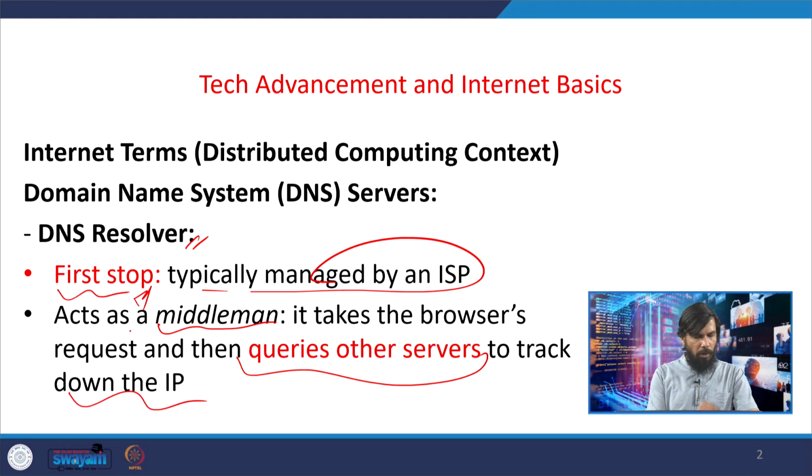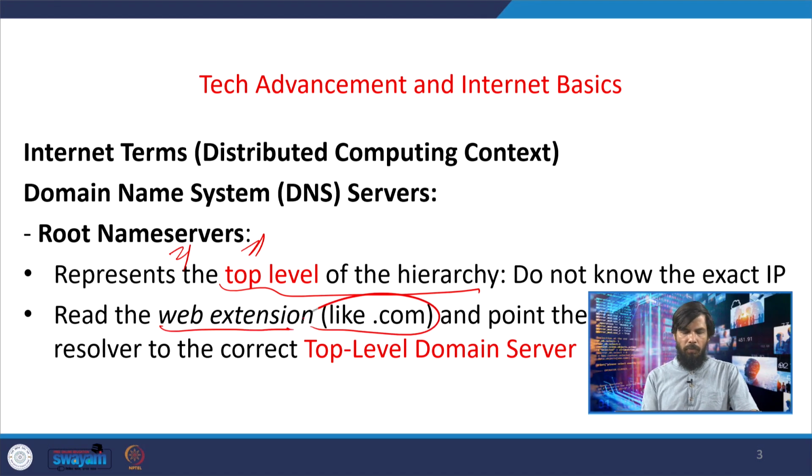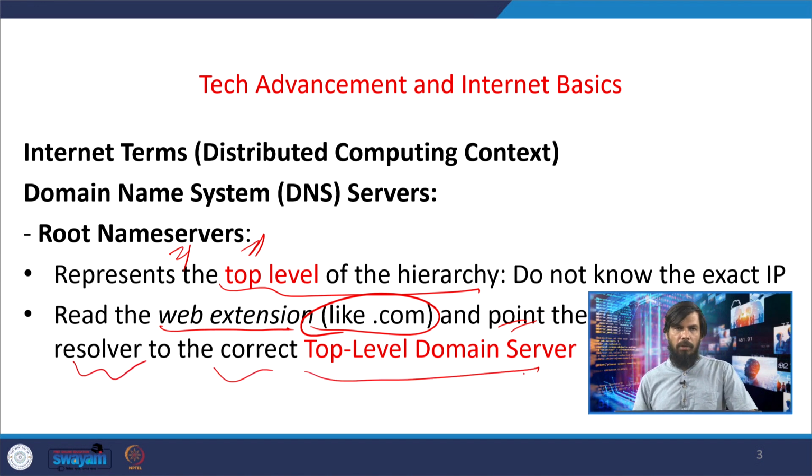So, after this first stop, if there is no mapping at the DNS resolver level, then we go up the hierarchy, and there are root name servers. There is another type of domain name server. Now, the root name server represents the top level of the hierarchy. So, it does not know the exact IP, but it can read the web extension, for example .com or some other extension for that matter, and then it can redirect the DNS resolver to the correct top level domain server, right.